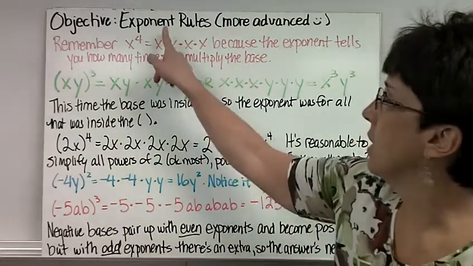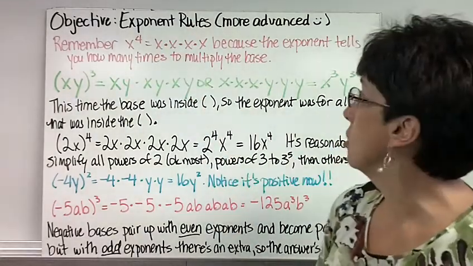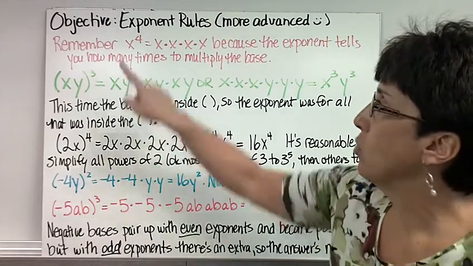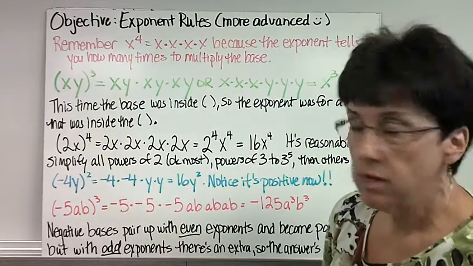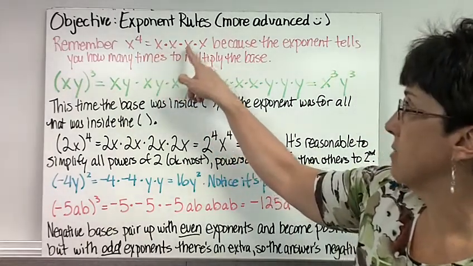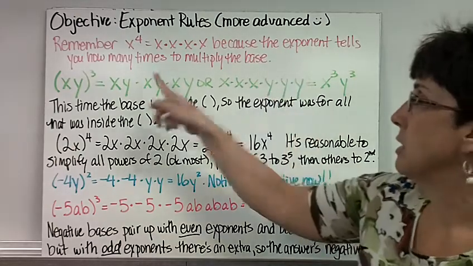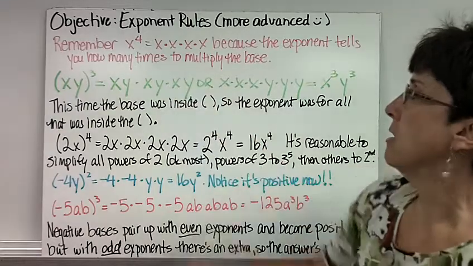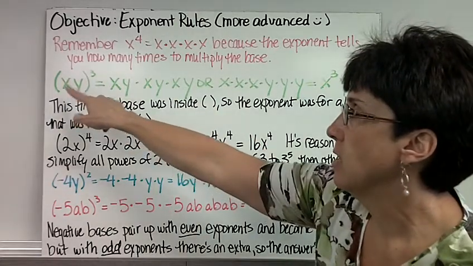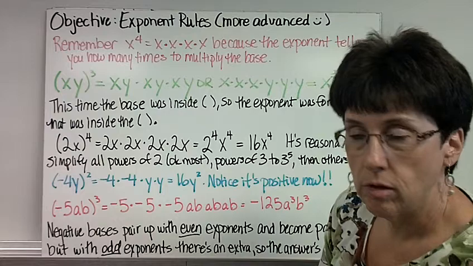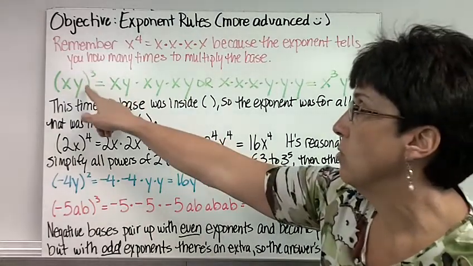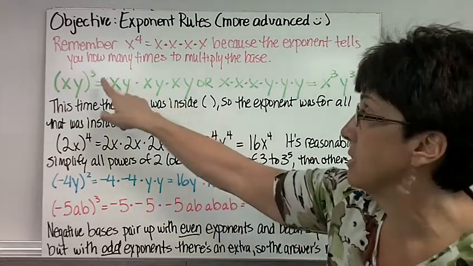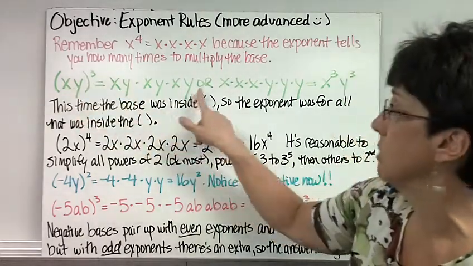Today's objective is exponent rules, and these are more advanced than the ones we did in the last video. Remember, x to the fourth means x times x times x times x, because the exponent tells you how many times to write down and multiply the base. So let's say we have the quantity xy to the third. That means we need to write down xy 3 times, because that's our base, because it's connected to the parentheses, so it's everything inside the parentheses.